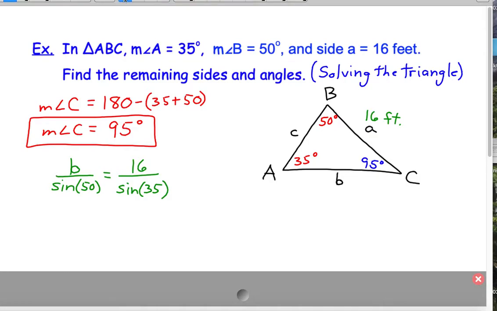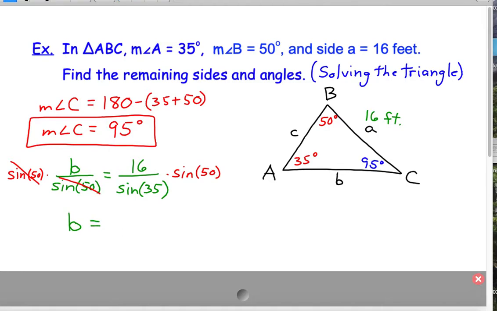Therefore, now let's see, what do we need to do? To solve for B, there's one simple step to do here. All we need to do is multiply both sides by the sine of 50, which will cancel the sine of 50 on the left side, and then I'll have B equals. I'm going to probably get a nice long decimal answer.